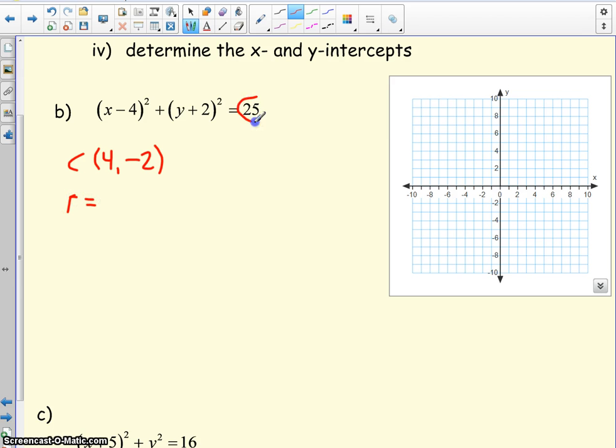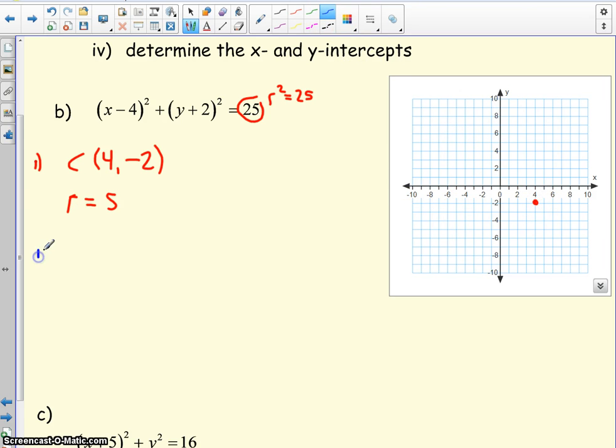Okay, the radius, well, according to this, r squared equals 25. So what positive number squared equals 25? Well, it's going to be 5. Okay, so this equation has a center at 4, negative 2. So I'll just do a quick little jot of it there, and a radius of 5.